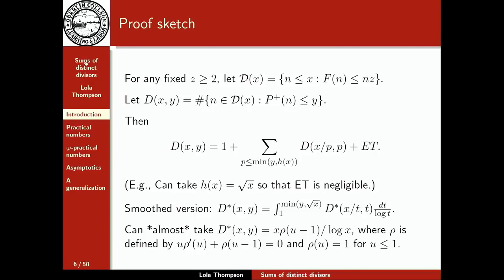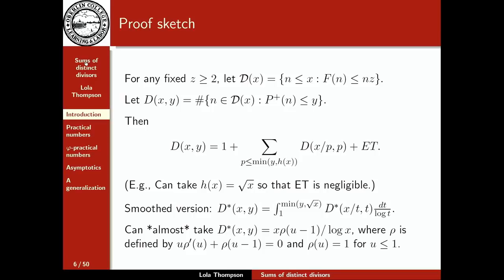So for any fixed z that's at least 2, so I'm going to fix z for a bit, then we can define this set D of x just to be the integers up to x where f of n is at most n times z. And then we can define a counting function which counts integers that live in this set where the largest prime factor of n, that's the P plus of n, is at most y.